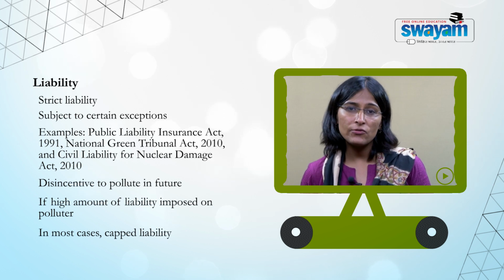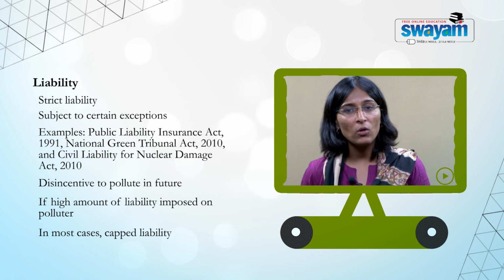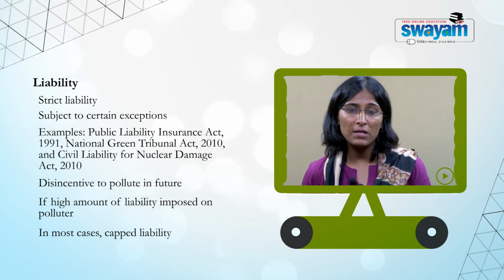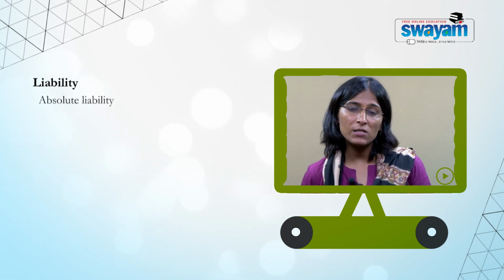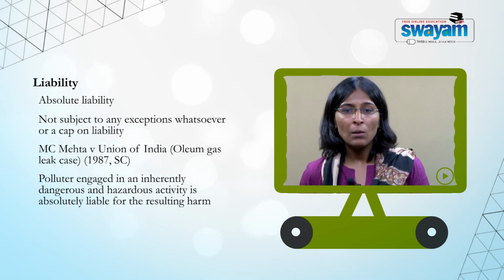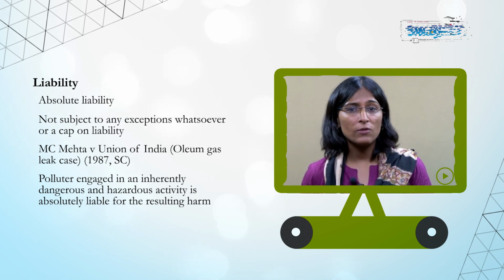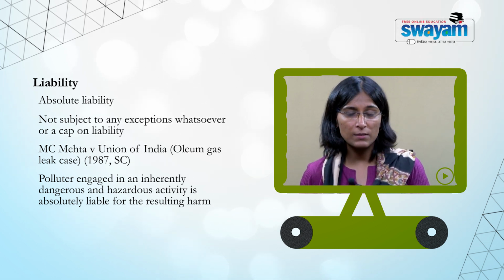Further, in case of strict liability, there is a cap on liability, which means that beyond a point, the polluter cannot be made to pay, whereas in case of absolute liability, the liability amount is uncapped. Both of these concepts have been applied in the context of domestic environmental jurisprudence.